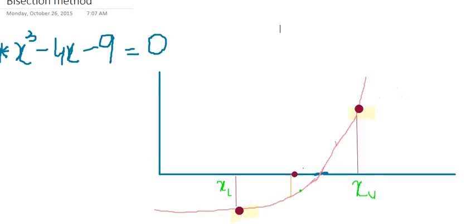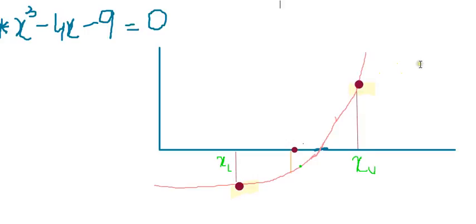If we have a function f(x), a continuous function, for the bisection method the function must be continuous and it must change sign, from negative to positive or from positive to negative. So what should we do?